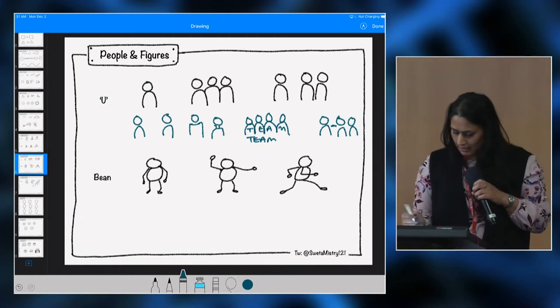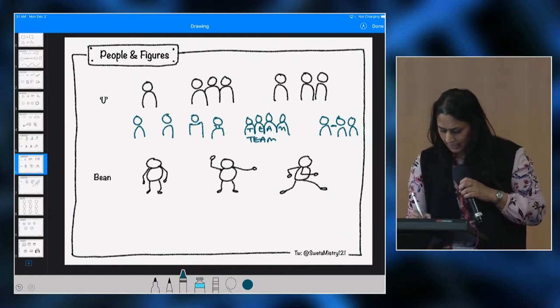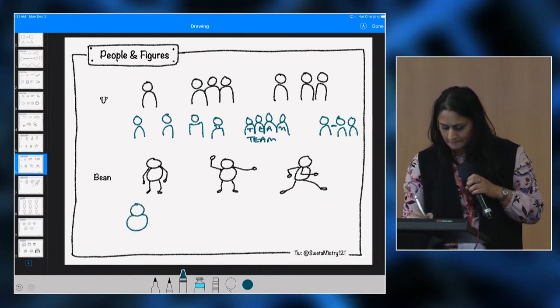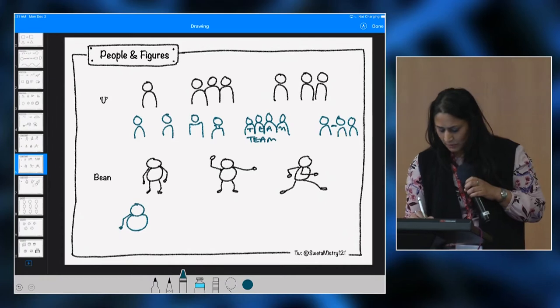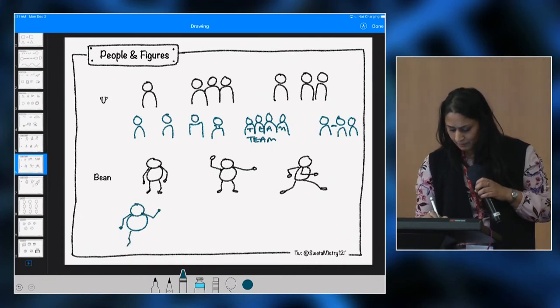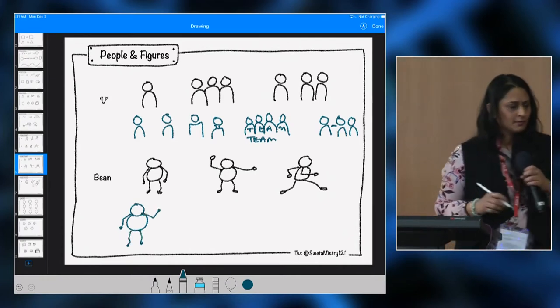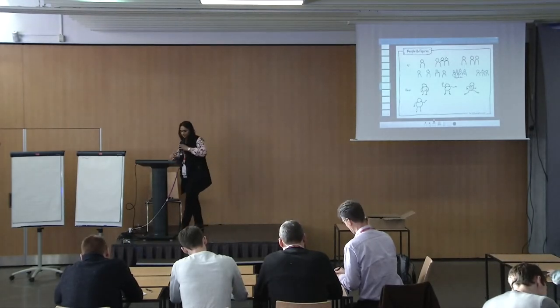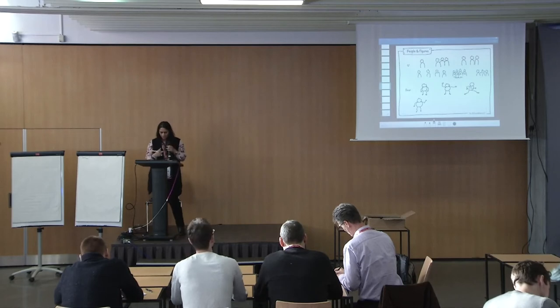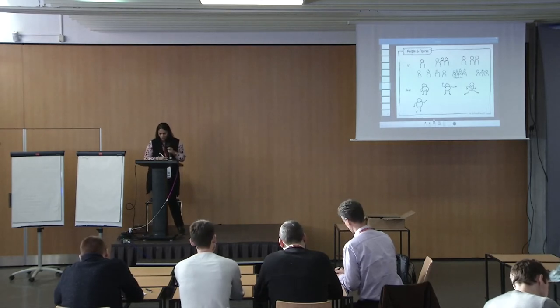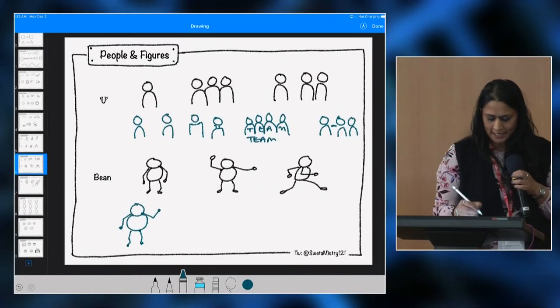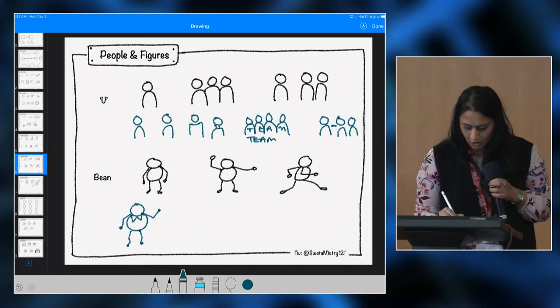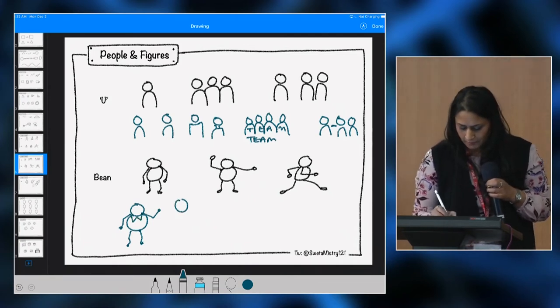The other person that I have here is the bean person. And that is basically a rounder figure. Same with the arms and legs. But again, this gives you more of a physical component to it, I think. You can provide more expression. And again, you can do the same things with providing a collar, you know, providing.